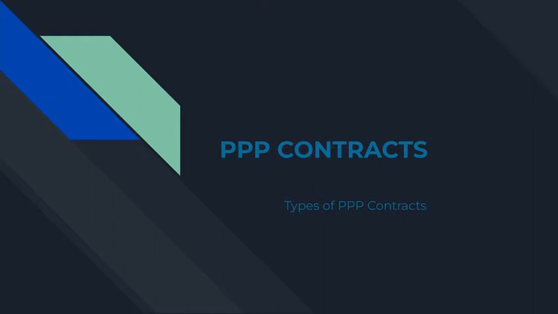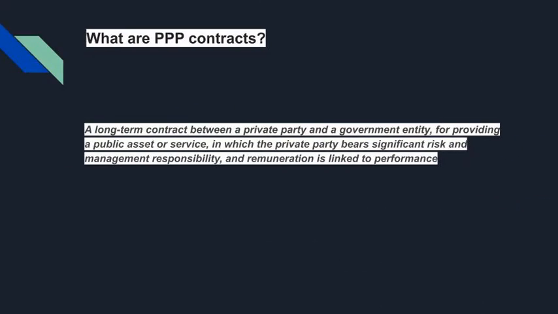PPPs bring together the expertise and resources of the two sectors with the intention of providing services or infrastructure at a better value for money. In this video, we are going to define PPPs and state different types of PPPs and their definitions. A PPP contract is a long-term contract between a private party and a government entity for providing a public asset or service, in which the private party bears significant risk and management responsibility, and remuneration is linked to performance.